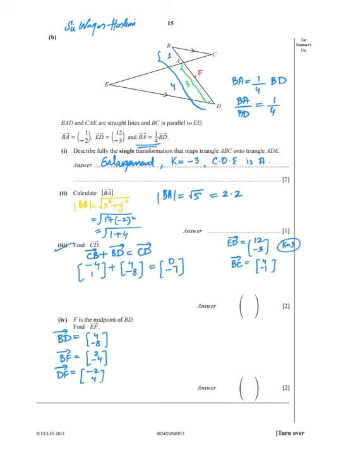Right, we need to find EF. So ED plus DF equals EF, right? ED is given and that is (12, -3). DF we found is (-2, 4). So 12 minus 2 is 10, and minus 3 plus 4 is 1. So that is the vector EF, and that is your answer for that part.